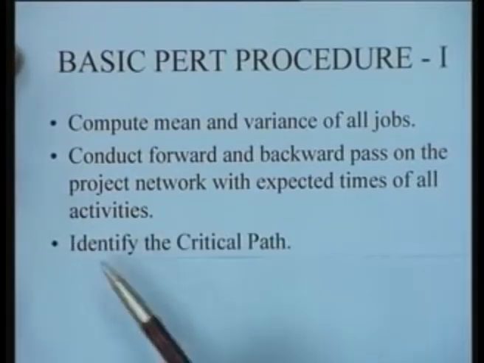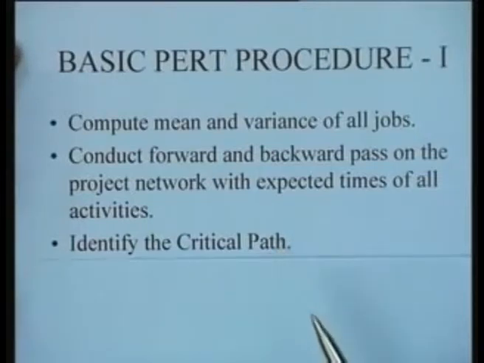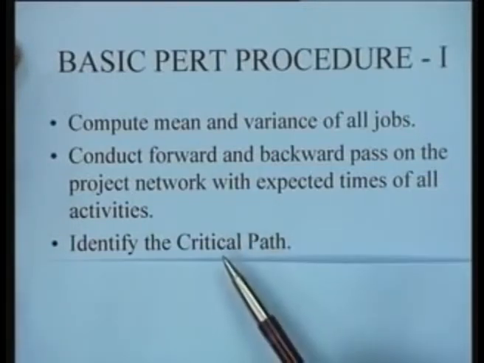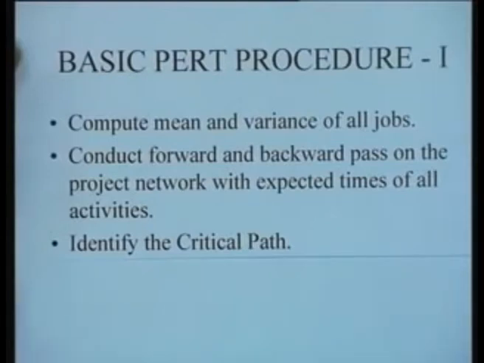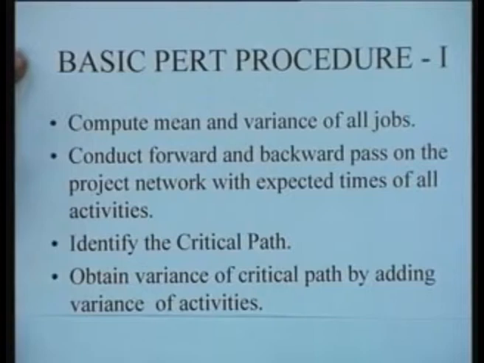The next thing we do is to identify the critical path. This you can do after you have done the backward and the forward pass. So then you can identify the critical path in this particular situation. The next step is to obtain the variance of the critical path by adding the variance of activities which lie on the critical path.